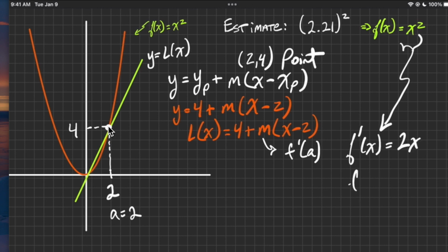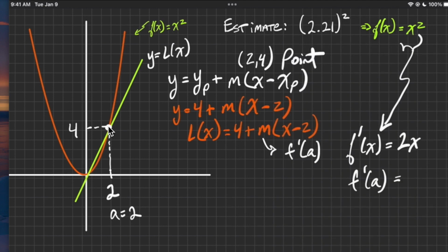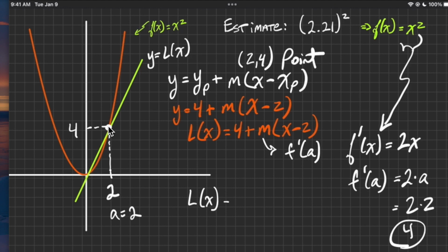We're going to do f prime of a, easy a, and that's going to be 2 times our easy a value, or 2 times 2, or 4. So our slope is 4. So we're going to go ahead and plug that right in, and we have our equation for L of x. So 4 plus 4 times x minus 2.